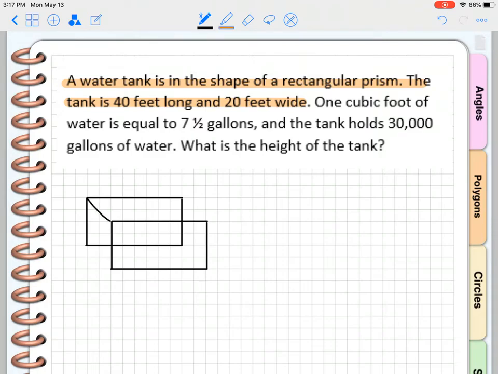So let's make the edges. These are the widths of the tank. And then let's write in our dimensions that they give us. So it's 40 feet long and 20 feet wide. And they did not tell us the height. That's what we're supposed to be finding. So that's the question that we need to answer. What is the height of the tank?